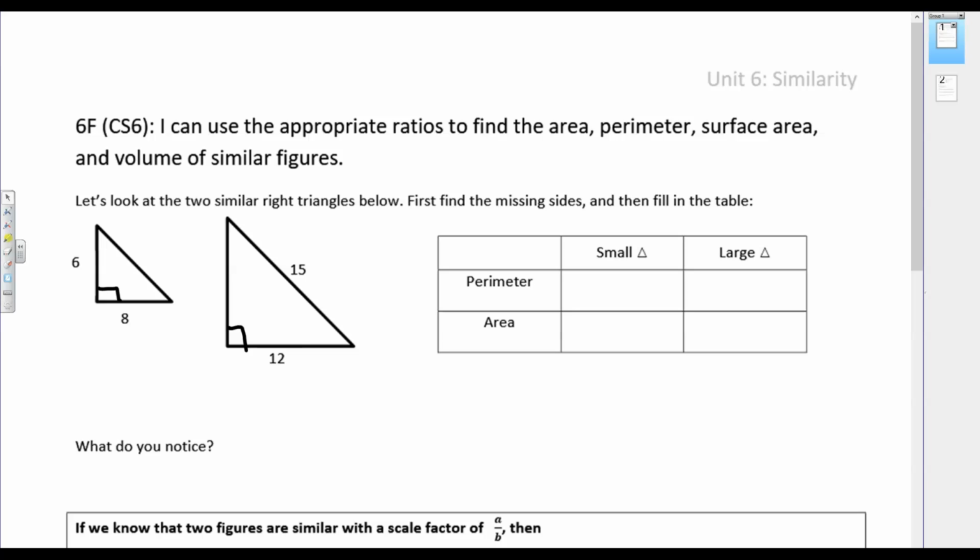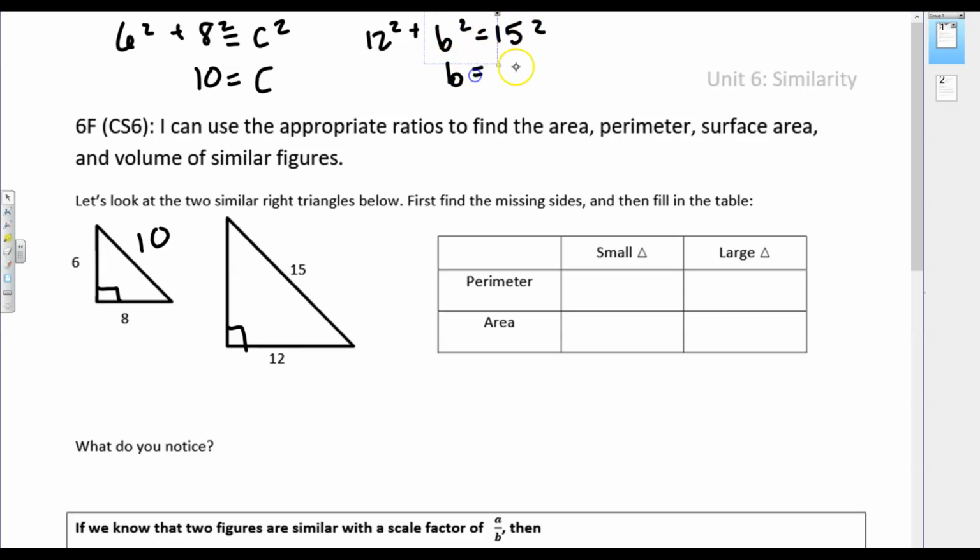So in this example, I've got two similar right triangles. I could do Pythagorean theorem to find their missing sides. So 6 squared plus 8 squared is equal to that hypotenuse, which I would get to be 10 if I worked it out in full. Similarly here, I could do 12 squared plus b squared is equal to 15 squared. When I work it all out, I'll get that b is 9, so this is 9.